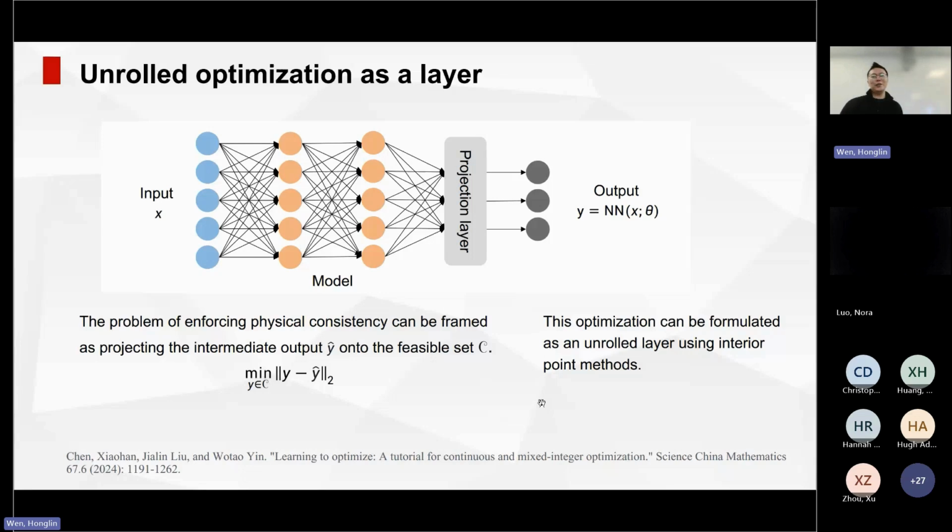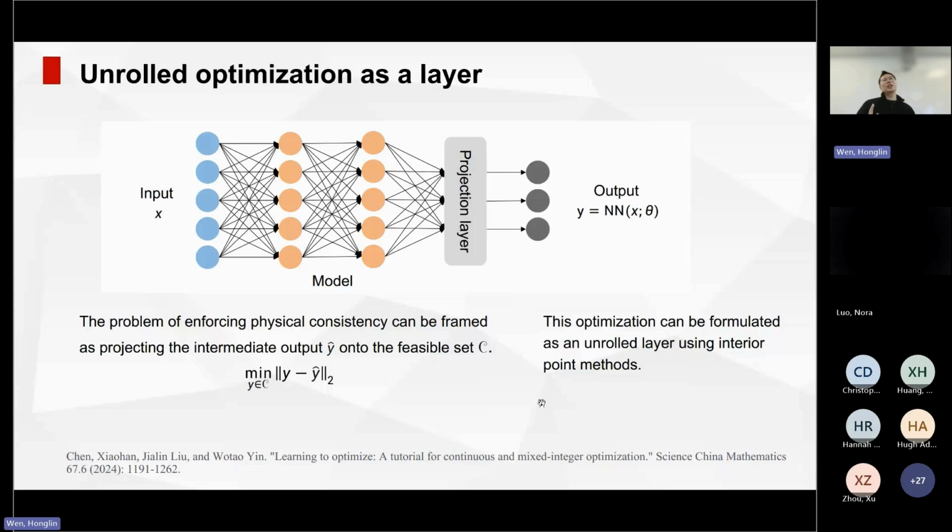But I have an idea. You can use some unrolled optimization as a layer. As I mentioned before, if you just want to satisfy the constraints, you can always define an optimization problem to minimize the distance between a point in the feasible space and the intermediate prediction. Then the solution will give you the closest point in the feasible space, right?